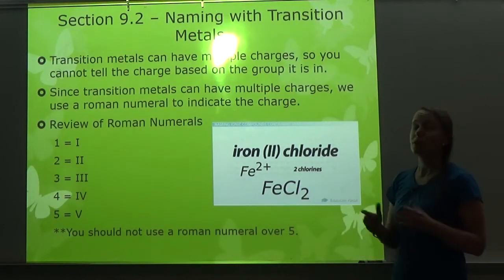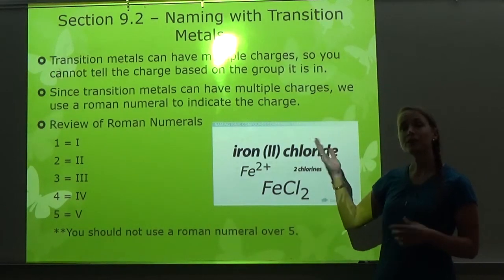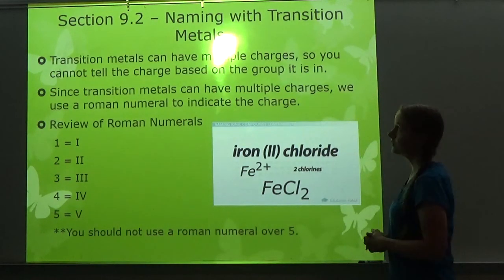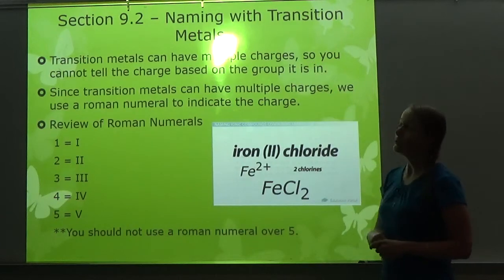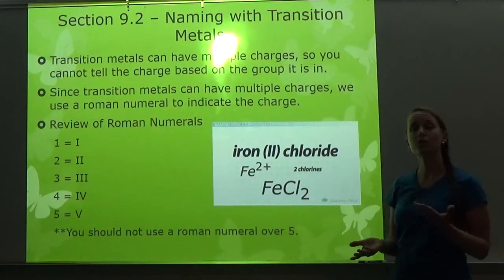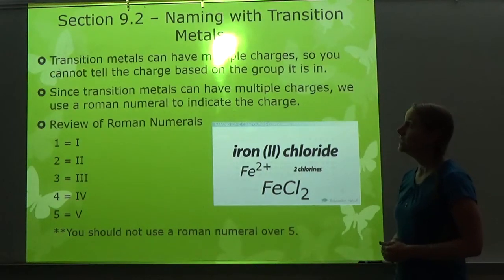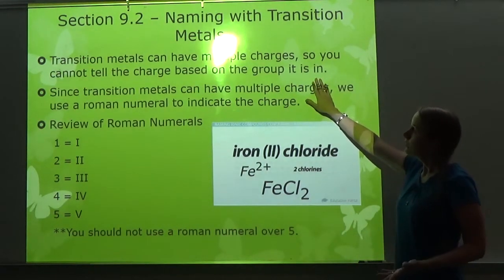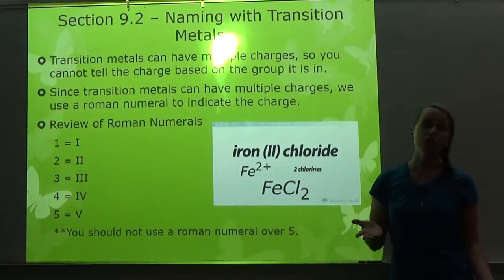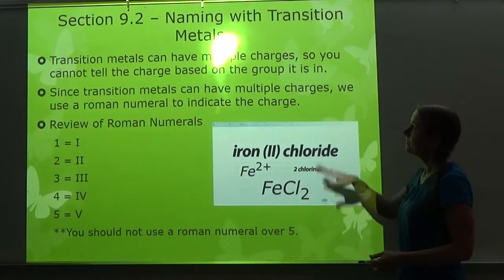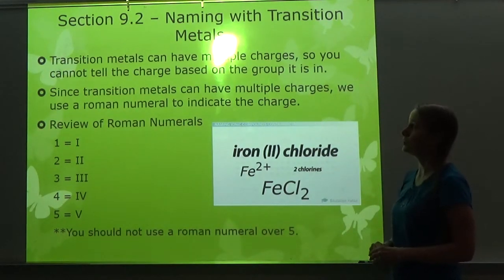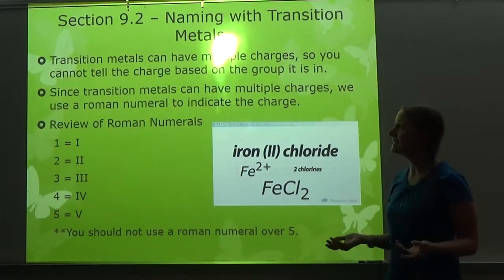So in the first lesson video for 9.1, I taught you how to name compounds that start with regular metals. So in section 9.2, we're going to talk about how to name compounds that start with a transition metal or other element that can have more than one charge. Transition metals can have multiple charges, so you can't tell the charge just based on what group it's in. Since transition metals can have multiple charges, we use a Roman numeral to indicate the charge.